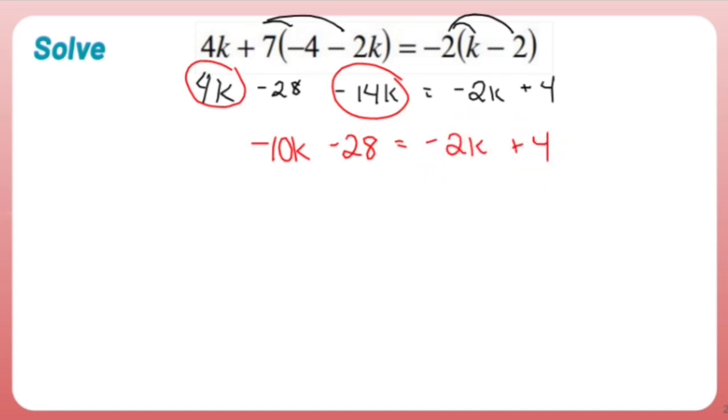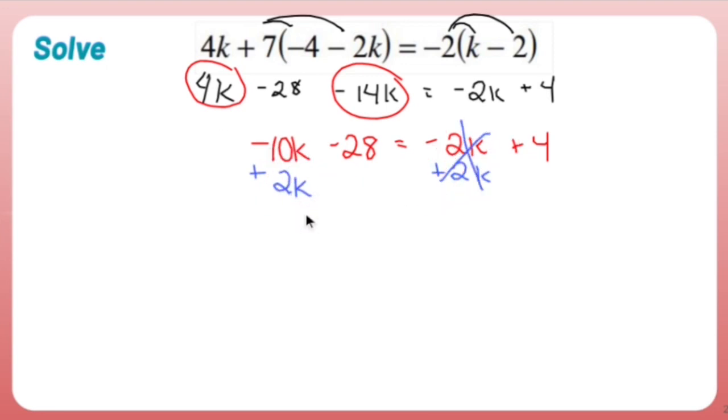I have k on both sides of the equal sign. I have a negative 10k over here and a negative 2k over there. It doesn't really matter which one I get rid of, but I always like my k ending up on the left. So let's do the opposite of this guy and add 2k to both sides like so.